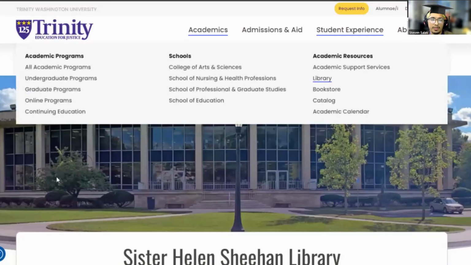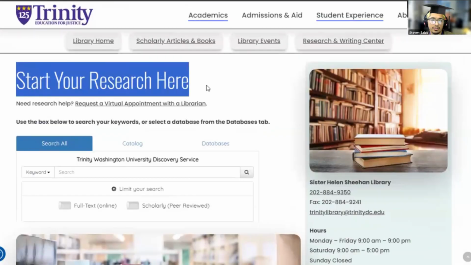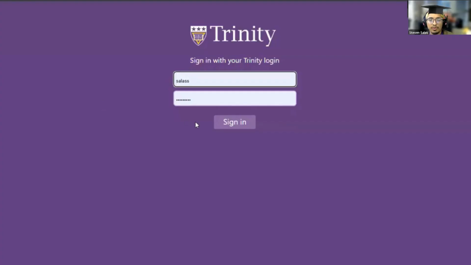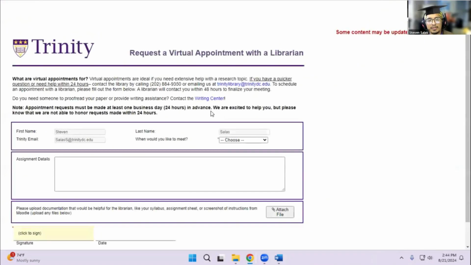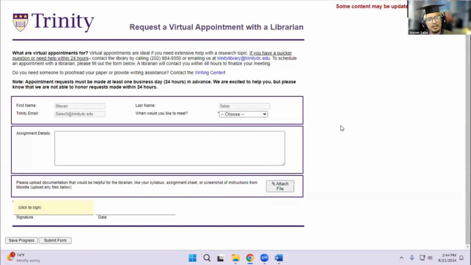So go to the library homepage, scroll down to right here, search your research here, need research help, request a virtual appointment, log in if you're off campus, and state when you would like to meet. We're usually open 6 days a week, Monday through Saturday, from 9 to 9. These are our summer hours right now, so we may have to change it. Saturdays from 9 to 5.